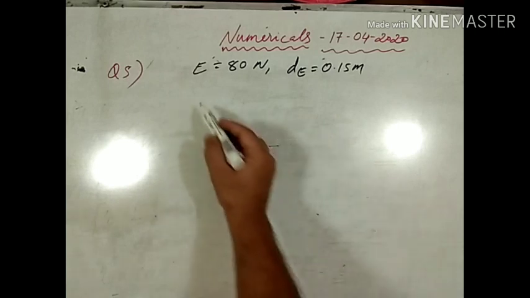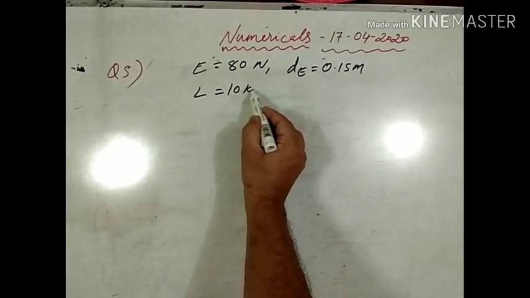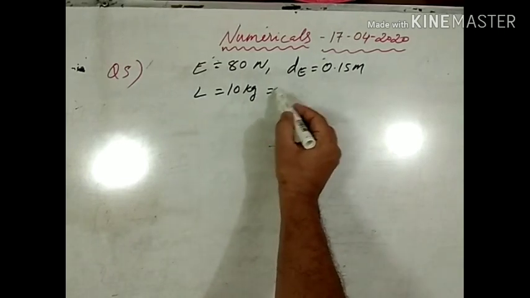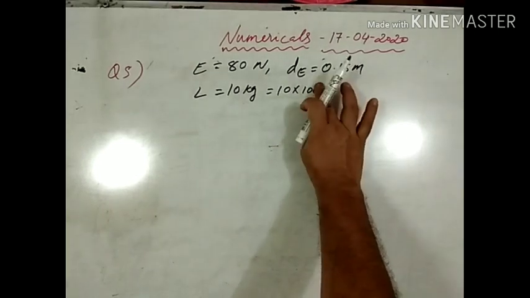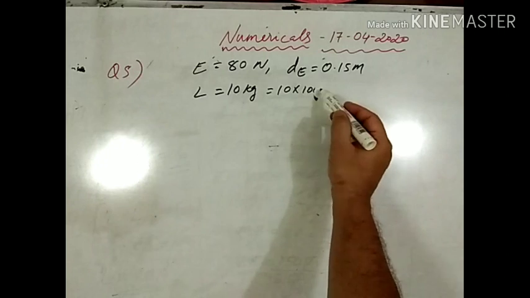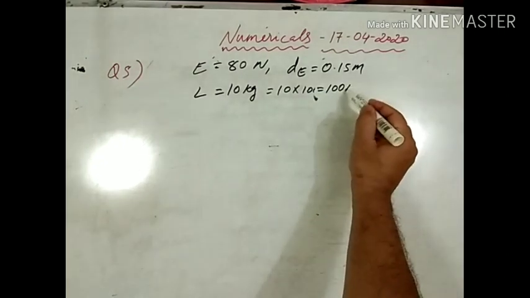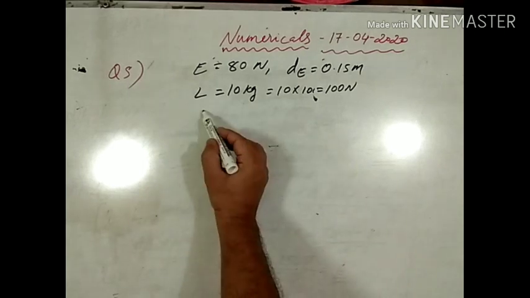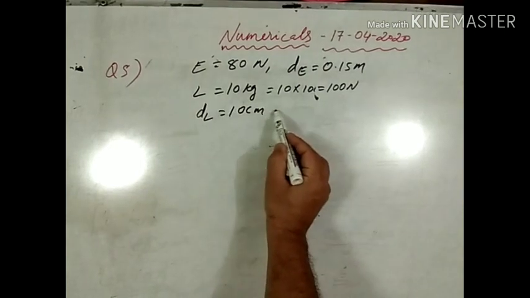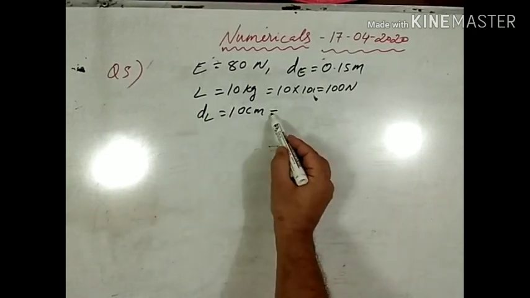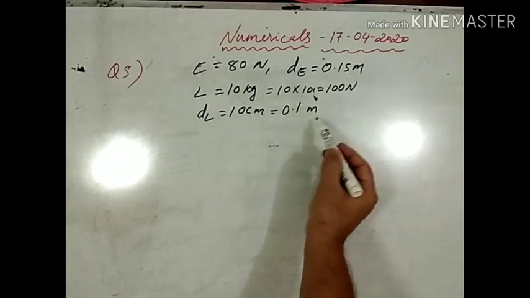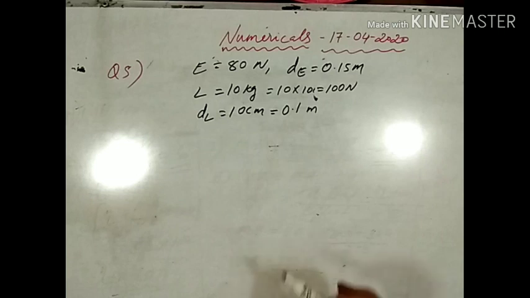What is the load there? Load is given as 10 kilogram mass. That should be converted into the unit of force. Therefore, that is equal to 10 into 10, equal to 100 Newton. So load is 100 Newton. It is raised up by 10 centimeter. Displacement of the load is given as 10 centimeter. This is the value in CGS unit. You have to convert into SI unit. 10 centimeter is equal to 0.1 meter. Displacement of load is equal to 0.1 meter.